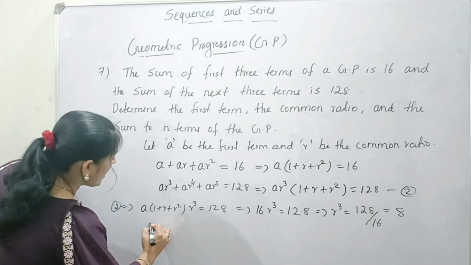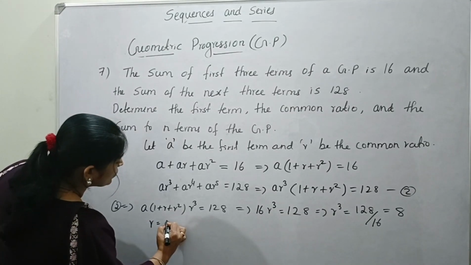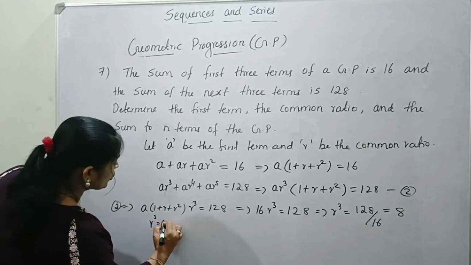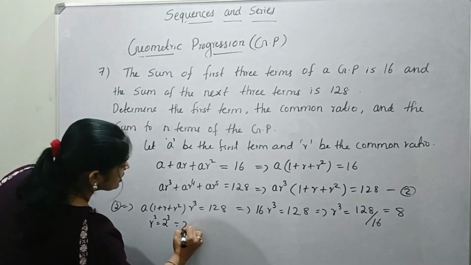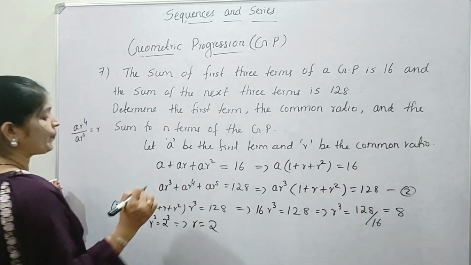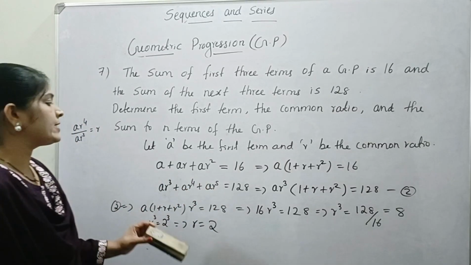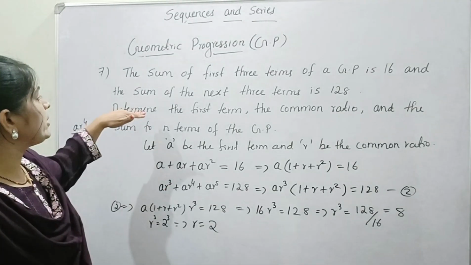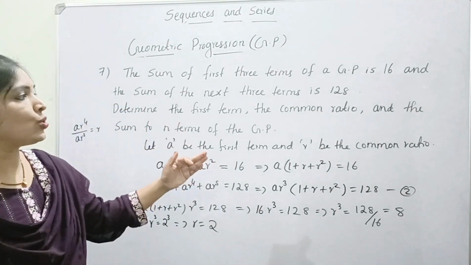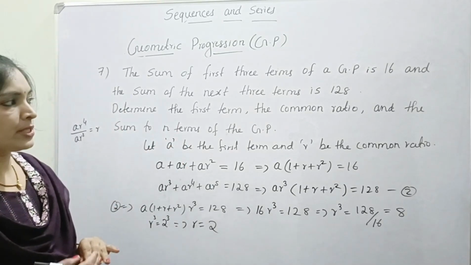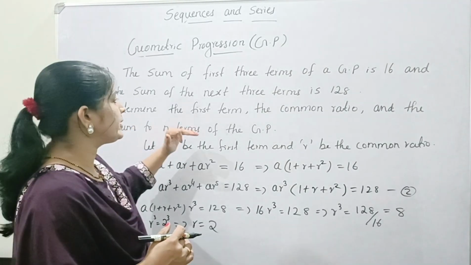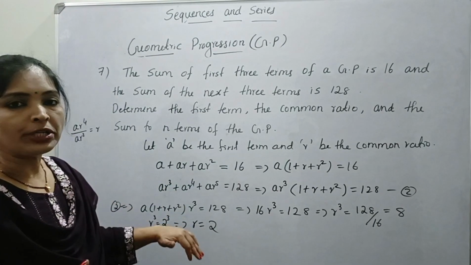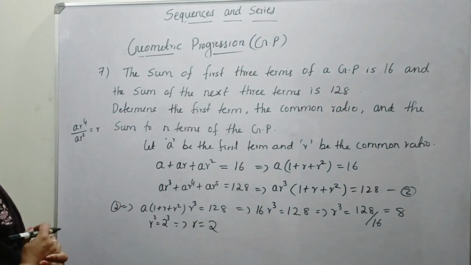So we have got r cube is equal to 8. How can we write 8? As 2 cube. So this implies r is equal to 2. So we have got r is equal to 2. Next we have to find, see what is our question? Determine the first term, common ratio and the sum to n terms. To find the sum to n terms, we should know the first term and common ratio. Now we have got the common ratio. Next we will find the first term.